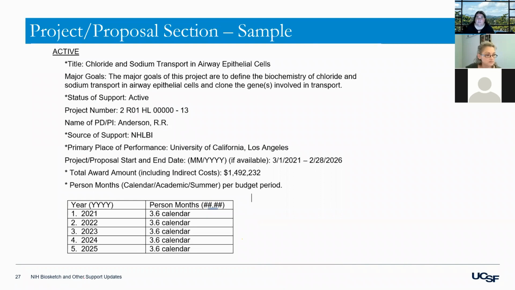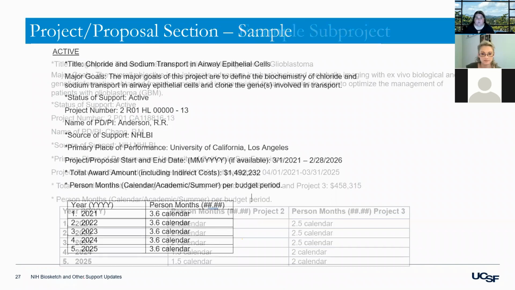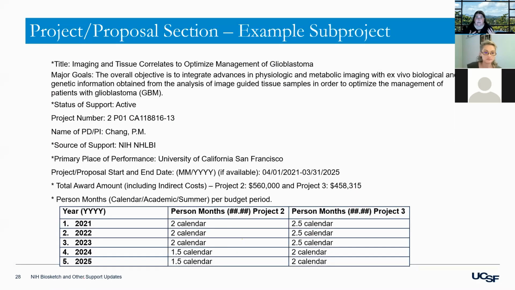Another thing that they did not have in their sample, but they did address in the Q&As, is what if it is a sub-project? So what if it's a multi-component, multi-project award and you're doing the other support for an individual who's only on a portion of that sub-project? They said in the FAQ that the recipient should provide project number and PI name for the overall project. All other information, including total award amount and person months, should be for the sub-project only.